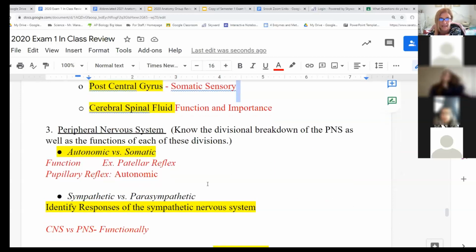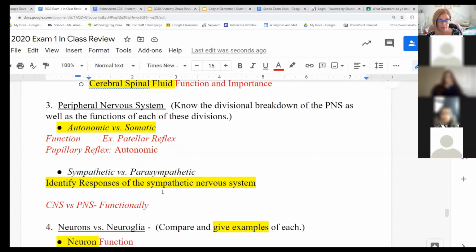Autonomic, those things that we can't consciously control: smooth muscles, glands, organs. Somatic, those things that you can control, like skeletal muscles. The patellar reflex is somatic because it's a skeletal muscle. Autonomic, pupillary reflex, those iris muscles are smooth muscles, so that is an autonomic reflex.